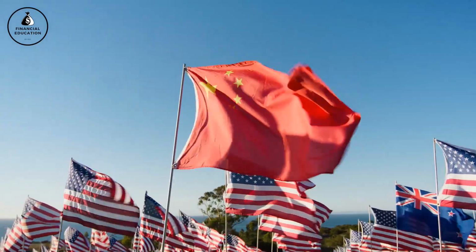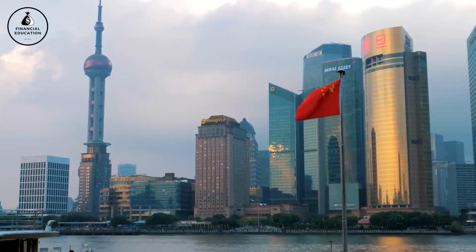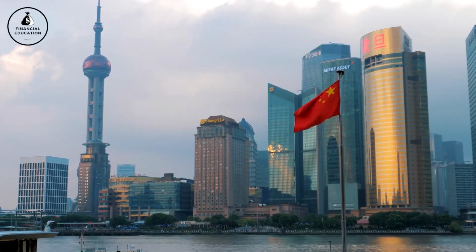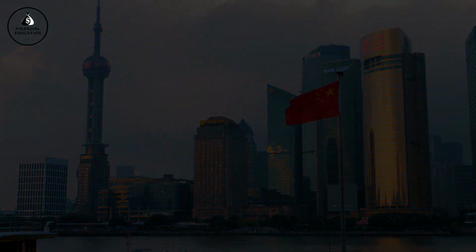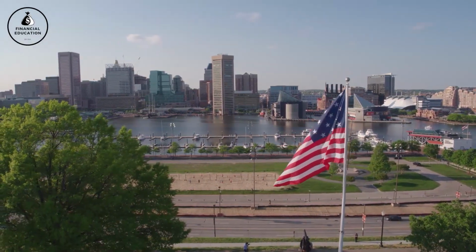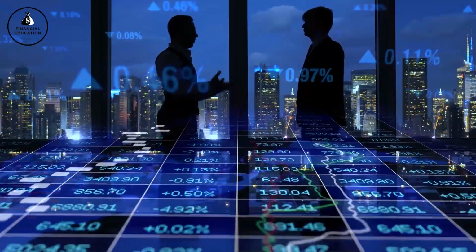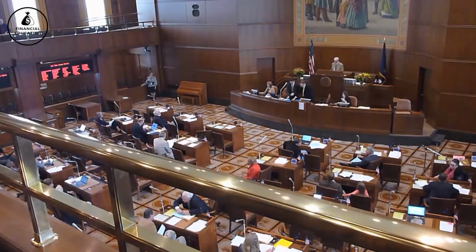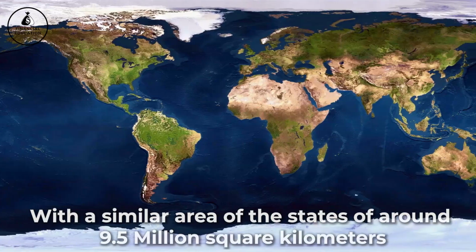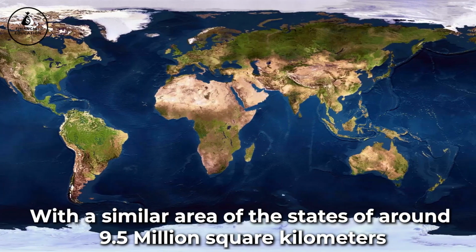Today we will show you all the similarities and differences between the economies of the US and China. China has a centrally planned economy with strong government involvement, while the US implements a capitalist system with strong private enterprise. The different economic systems are solidified by the different political systems, with a similar area of the states of around 9.5 million square kilometers.